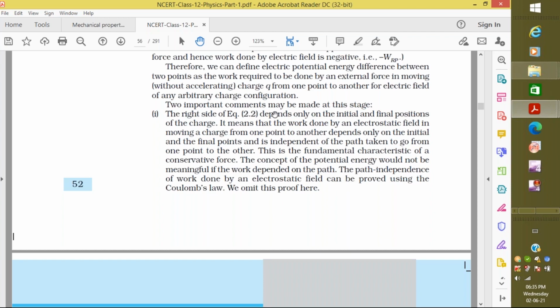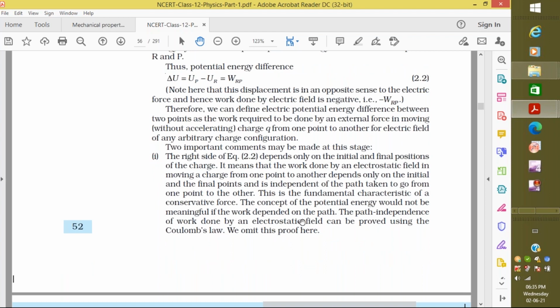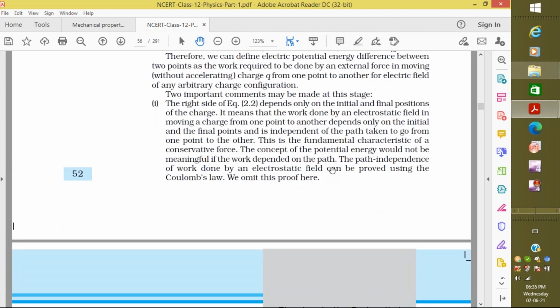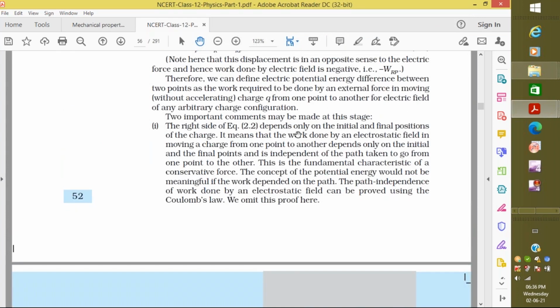If the potential energy depends on the path also, then the potential energy will not be that appreciable, or the concept of potential energy would not be meaningful if the work depended on the path. Path independence of work done by an electrostatic field can be proved using Coulomb's law, but that is out of our syllabus now, so we are not doing it.